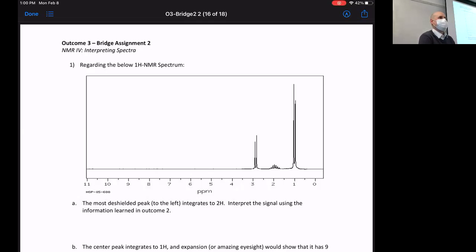Hey, everybody. So today we're going to be practicing hydrogen NMR and how to interpret it. We're going to dabble in a little bit of carbon NMR today, since that will be on your quiz on Wednesday as well. In lab today and or tomorrow, whichever day you have lab.